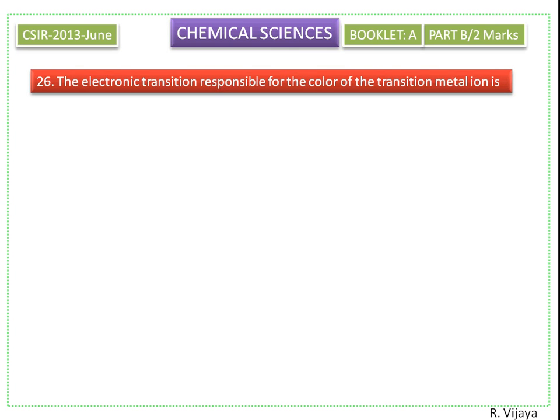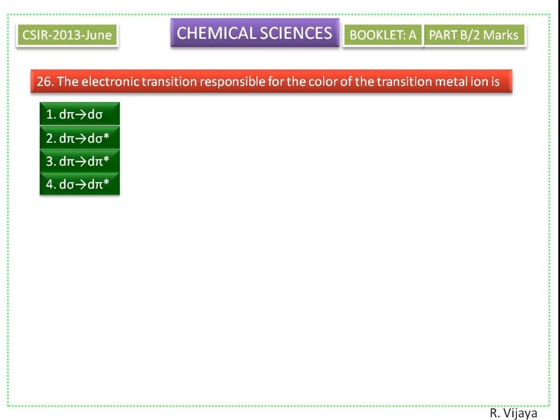The electronic transition responsible for the color of the transition metal ion is... The options are shown here. These are the 5 d orbitals of the transition metal ion. These orbitals are dx square minus y square, dz square, dxy, dyz and dzx.